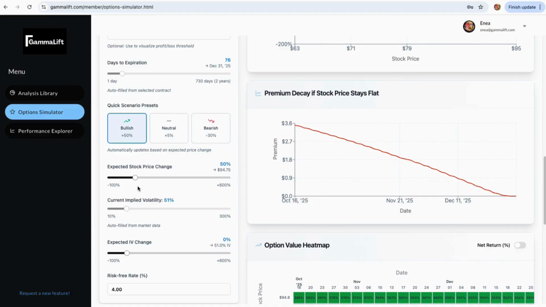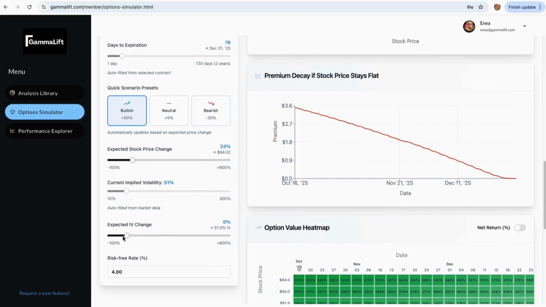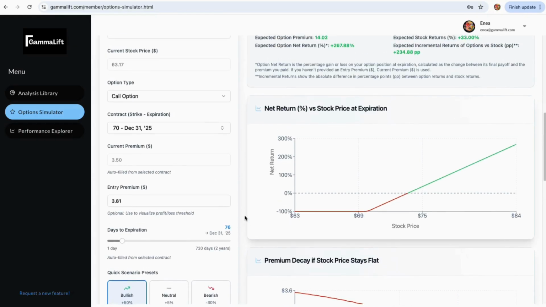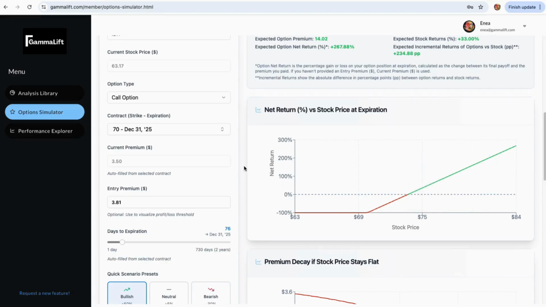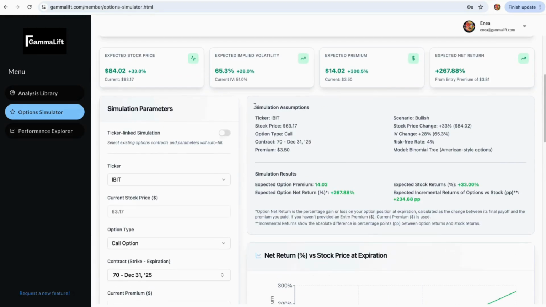Then I can select my own scenarios. I'm a bit bullish, so I think we will reach at least, let's say, 84, and the implied volatility will also increase, because there will be more demand for these options. We can see already how everything here is moving, but we'll get to that in a second. First, we can look at our simulation.